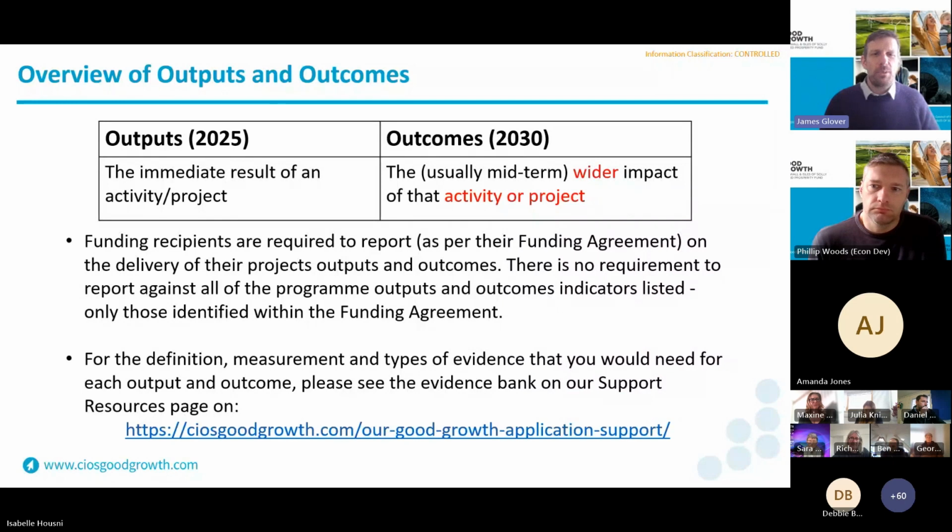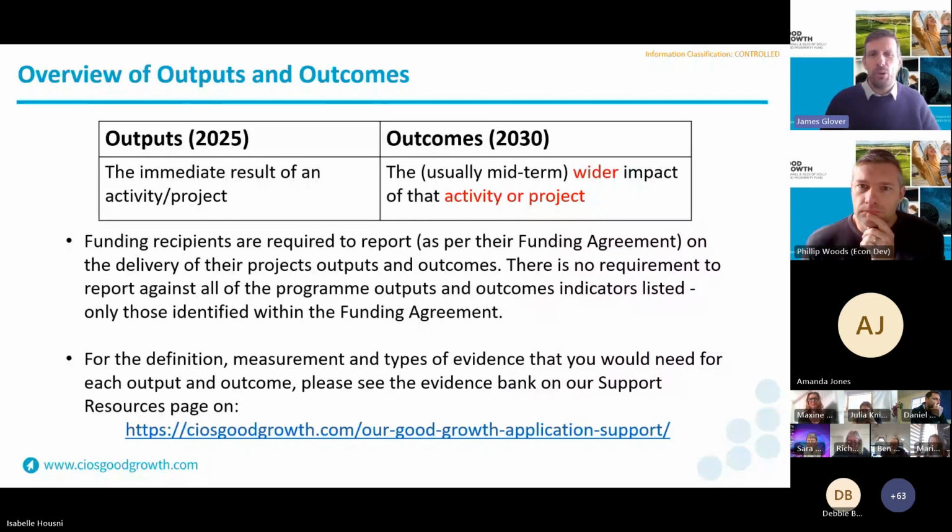So outputs, what's the difference between outputs and outcomes? An output is something that's delivered by March 2025, and it's the immediate result of an activity or part of the project, whereas an outcome is normally something that's longer term delivery. It will be beyond project delivery end of 31st of March 2025, and that's usually a mid-term wider impact of that activity or project. So that's the key difference between the two, and that's why if you look at your individual grant funding agreements, you'll see specific reference to some things being outputs and some things being outcomes.